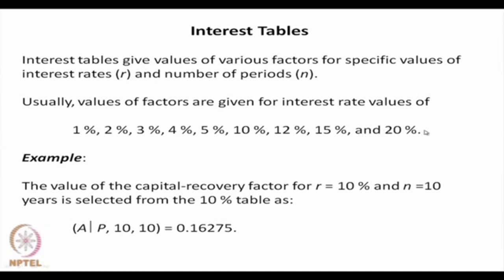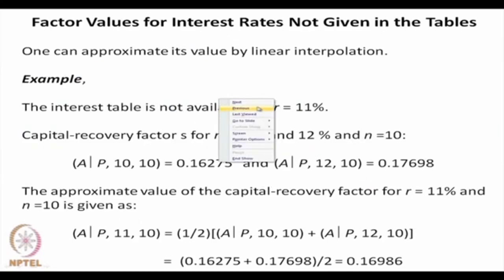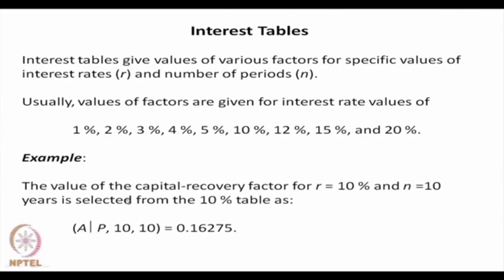For every interest rate, there is a table such as this. For example, for an interest rate r of 10%, for different values of n, the 6 factors could be given: to find F given P, the single payment compound amount factor, the single payment present worth factor, and so on. The values are calculated and tabulated. For different rates there are different tables, and for different values of n. Therefore, one can straight away take the values from the interest tables, provided they are available.